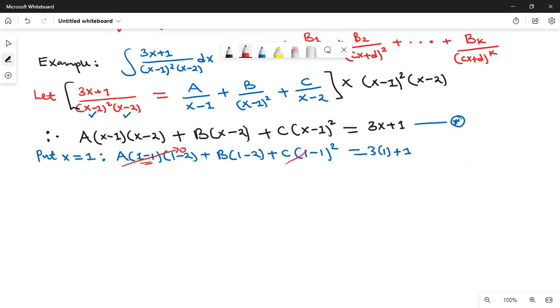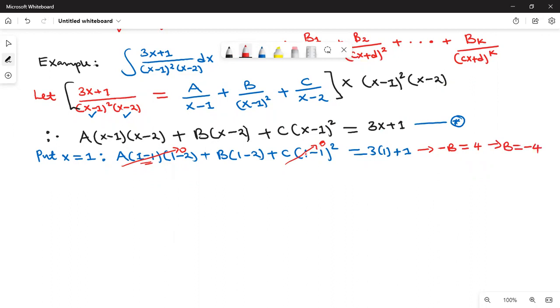Even the third term will disappear. It will be 0 because 1 minus 1 is 0. So what do we remain with? It is negative B equals, that will give us 3 plus 1, that is 4. So when you make B the subject, you divide by negative 1. So therefore, it means our B is negative 4. That's what you get.